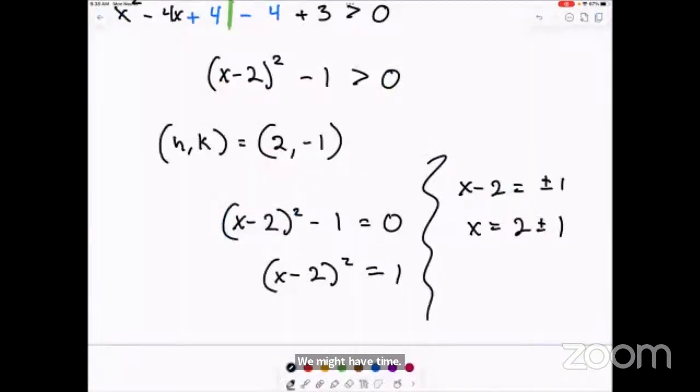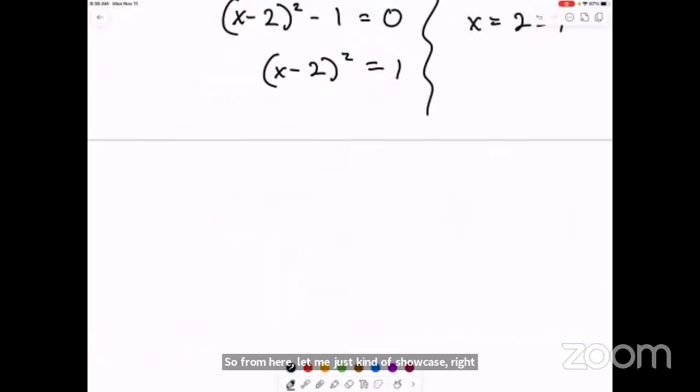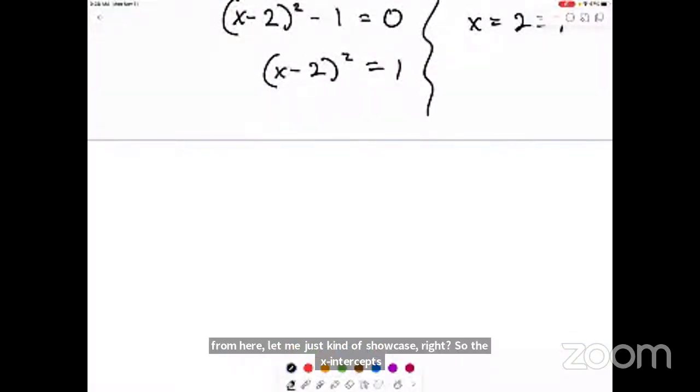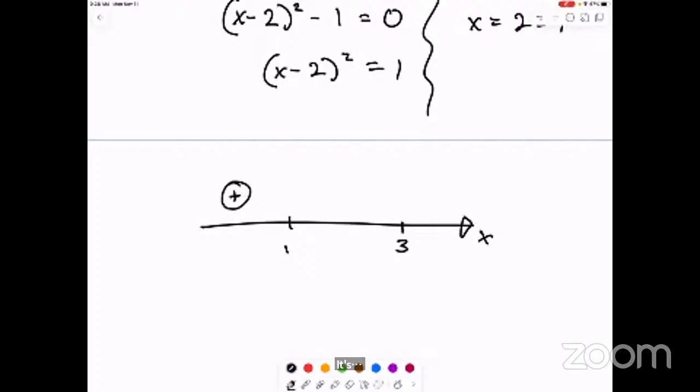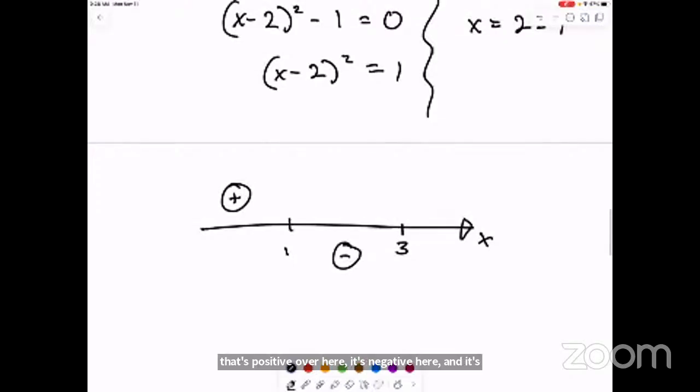So from here, let me just showcase it. The x-intercepts, so say this is our x-axis. Here's our 1, here's our 3. It's positive over here, negative here, and positive here, based on the graph. So then we want to know when it is positive. We said left of 1 and right of 3.